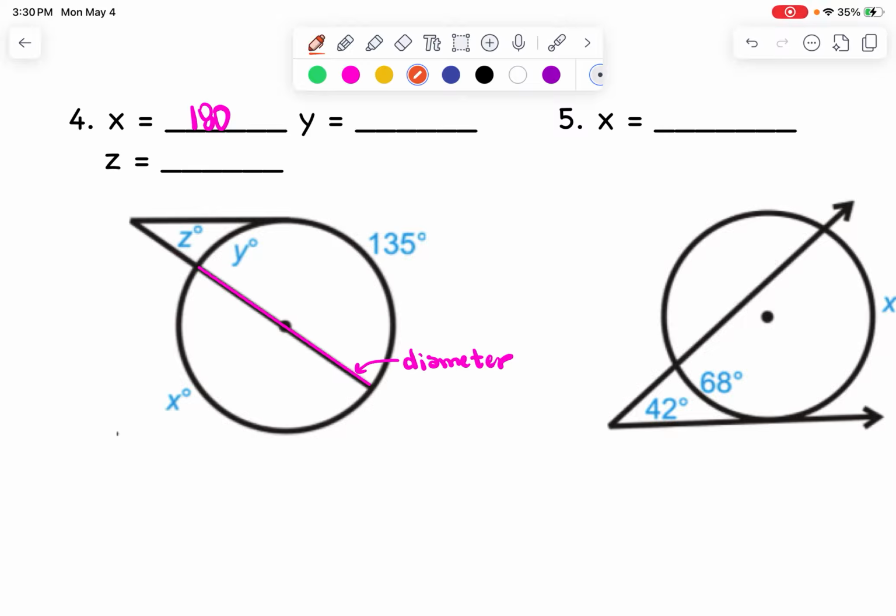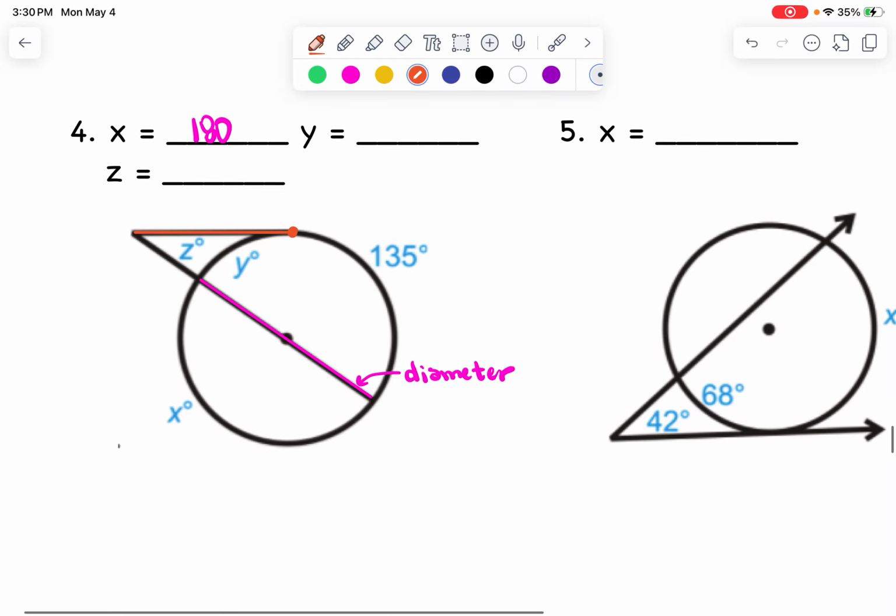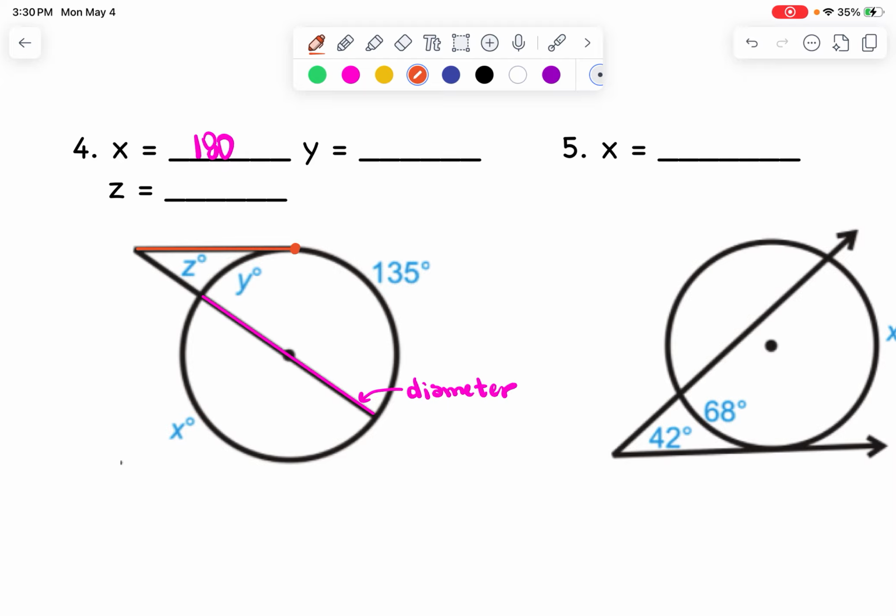And I also have a tangent right here. So I'm going to just eyeball its point of tangency to be right here. And Y, of course, would be the rest of the arc of the semicircle, right? So I know if 135 degrees is taken up, then that means Y has to be 45 degrees. Right? It's got to be the other 45 degrees to make the half circle.